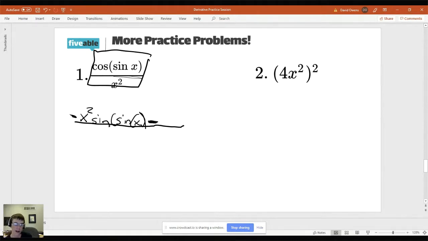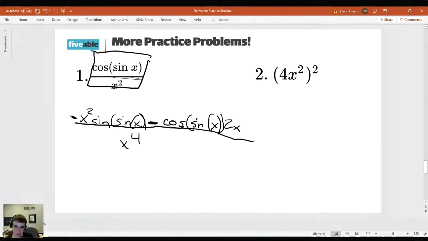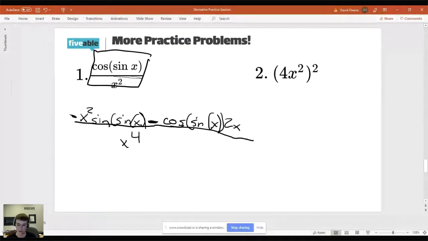So we'll subtract from it the top times the derivative of the bottom, which is 2x, all over x squared, which will be x to the fourth. So that looks complicated. You're like, well, this is the expression for finding the slope of this, so it both makes sense and doesn't, why it's so complicated.